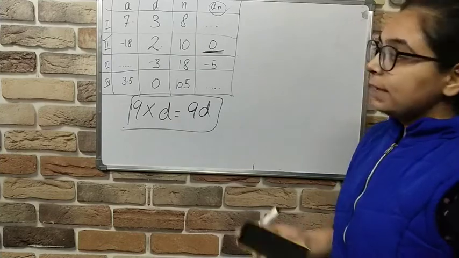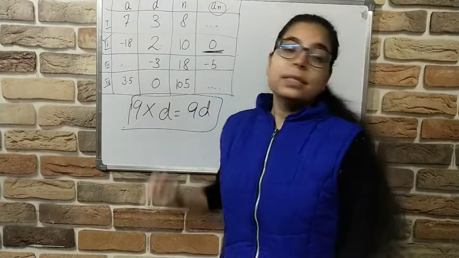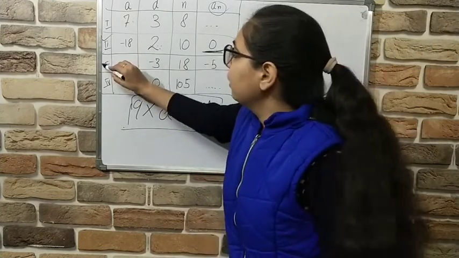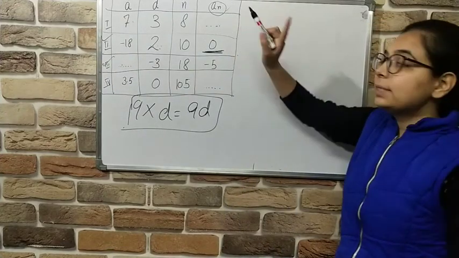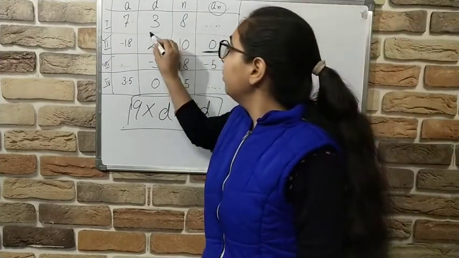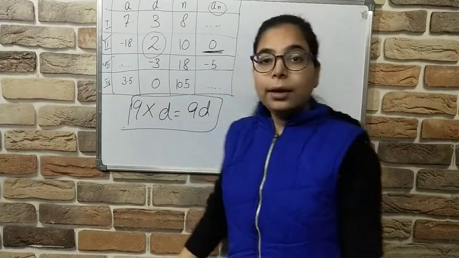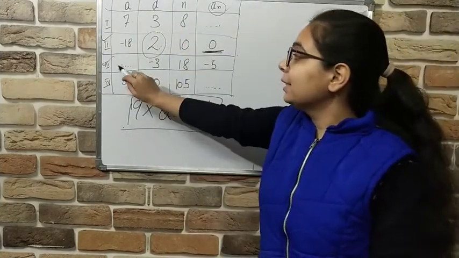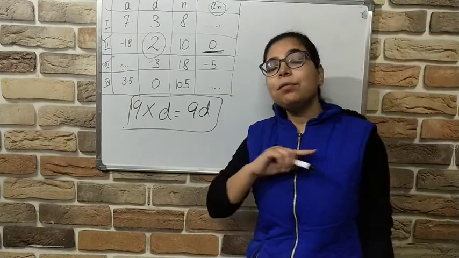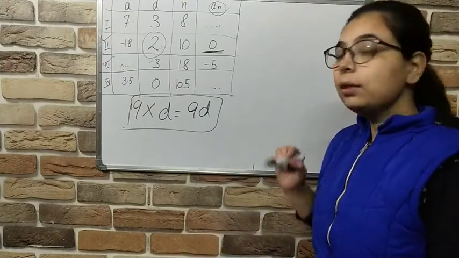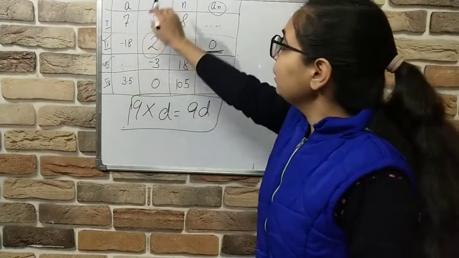Now the next example is where A is missing. In the first example, we found the nth term. In the second example, we found the missing term, that is D. Now we have to find the missing term, that is A. The formula is the same. Remember one thing, the formula will not change. The formula is the same throughout the series.